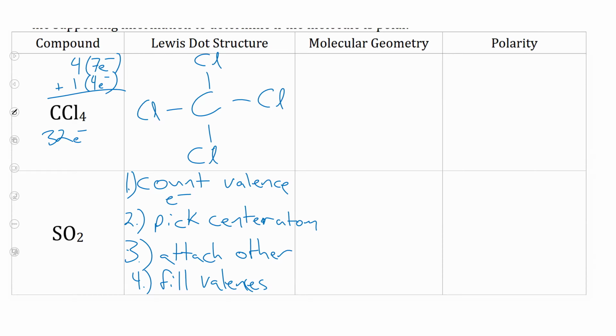And we know right after that, they have to all be attached. How many electrons did I use attaching them? 2 for each chlorine. So that's a total of 8. So we're down to 24 electrons left.